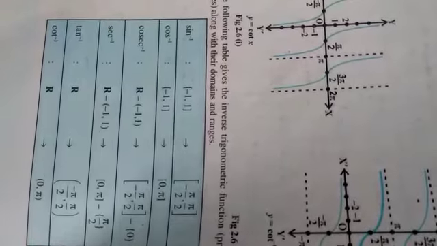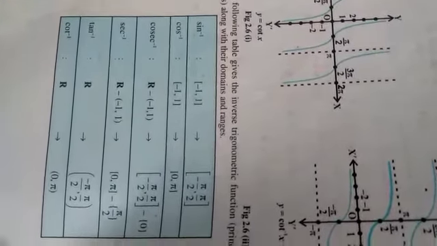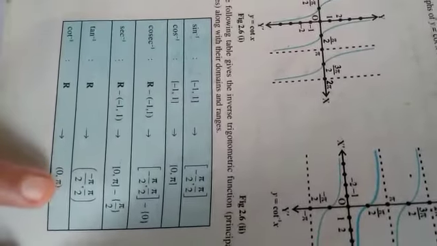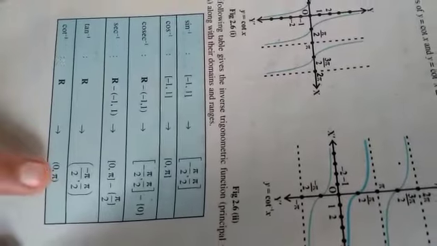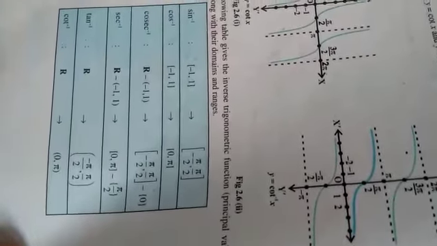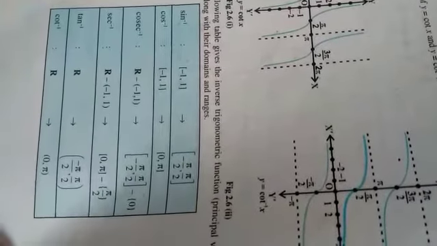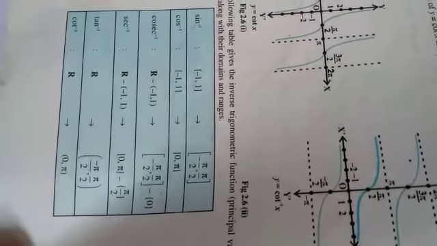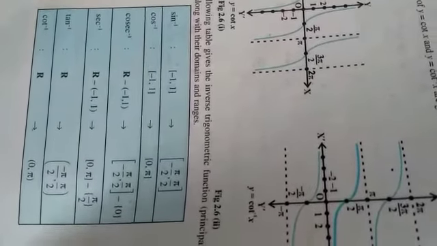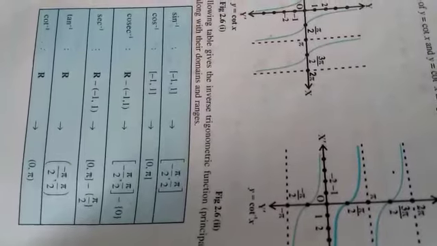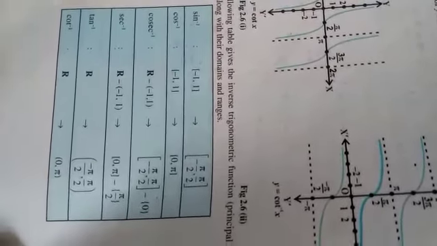Similarly, you can see in tan inverse here, domain is real numbers. Range is again minus pi by 2 to plus pi by 2. But here the interval is open interval. So minus pi by 2 and plus pi by 2 is not included. So you have to learn this table.